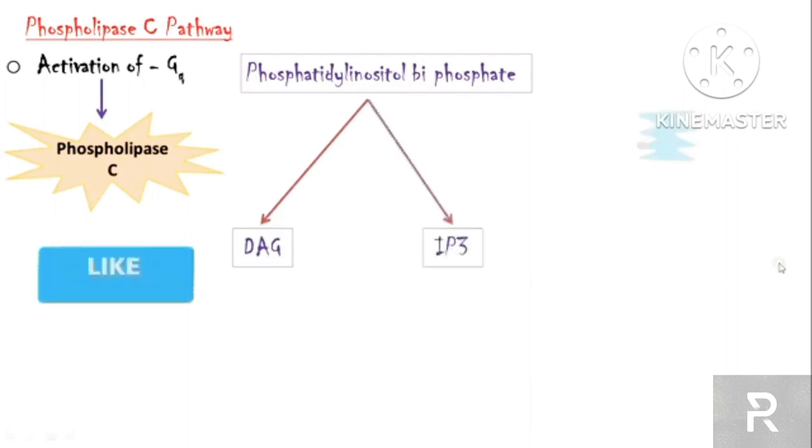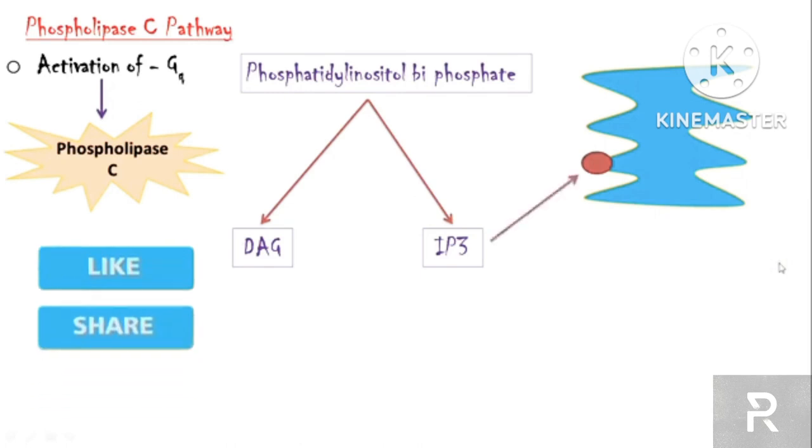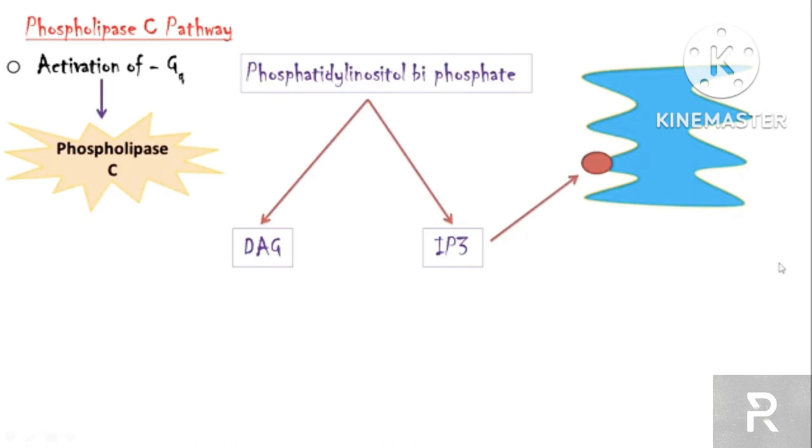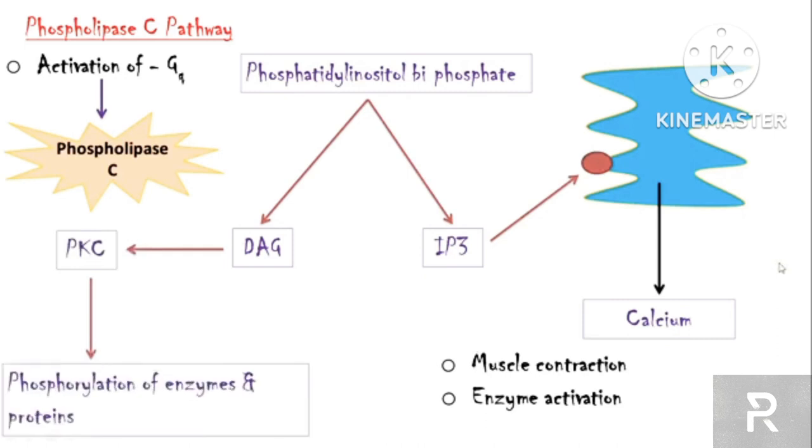The IP3 receptor, which is a ligand-gated calcium channel, is located on the membrane of the endoplasmic reticulum. Binding of IP3 with its receptor causes release of calcium ions into the cytoplasm. Thus, the main goal of IP3 is to increase the cytosolic calcium ion concentration. These calcium ions aid in muscle contraction and activation of certain enzymes. DAG causes an increase in protein kinase C levels within the cell. PKC causes phosphorylation of certain enzymes and proteins.